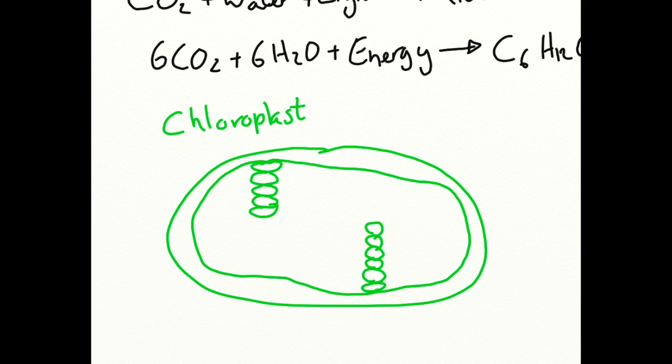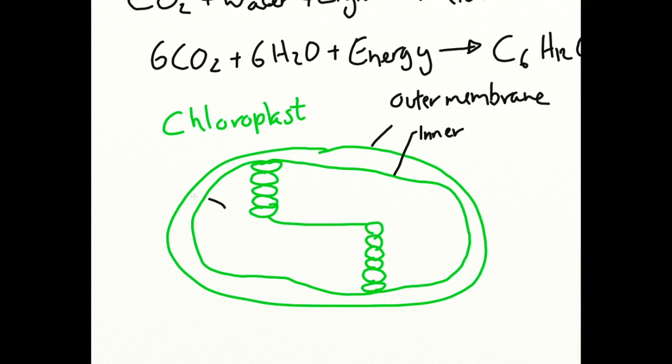Okay, I'll label it up in a minute. And it also has these bridges that join these stacks. Okay, so a bit of labeling. This here is the outer membrane. This one here is the inner membrane. Okay, we have the fluid-like structure in the middle, which is known as the stroma.